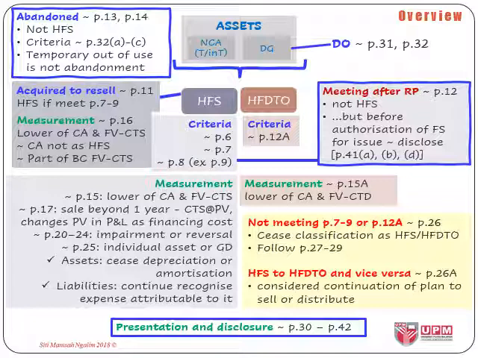So that's about it really, nothing that we are not familiar with. But the challenge for us is actually at the start. How do we determine whether an asset fulfills the criteria for held for sale and held for distribution to owners? And as always, we might need to use our judgment there. So for the rest of this presentation, we will be talking about the details of those criteria and a bit about the others.